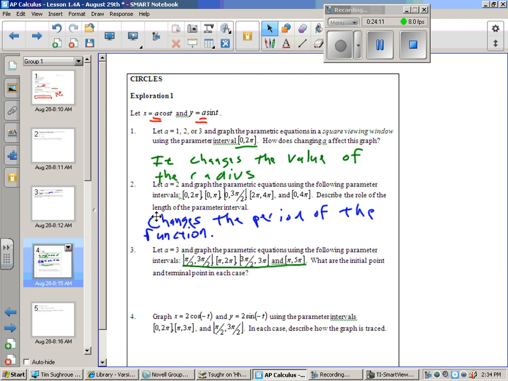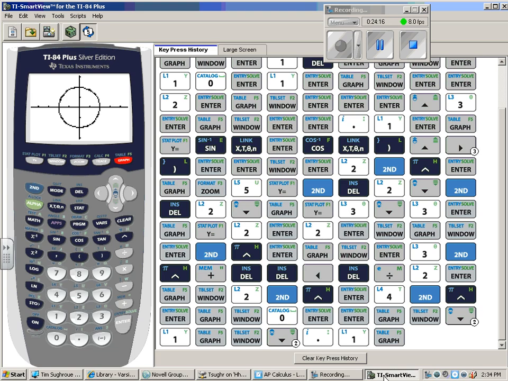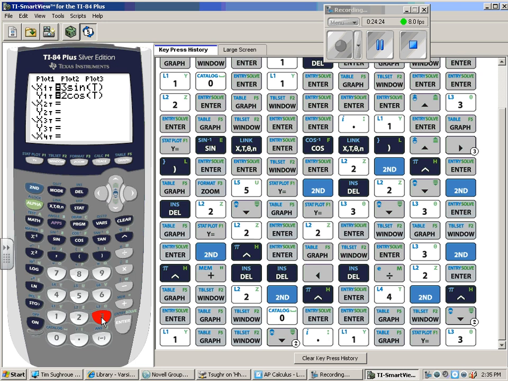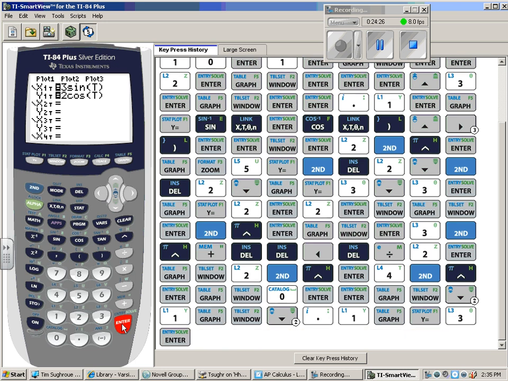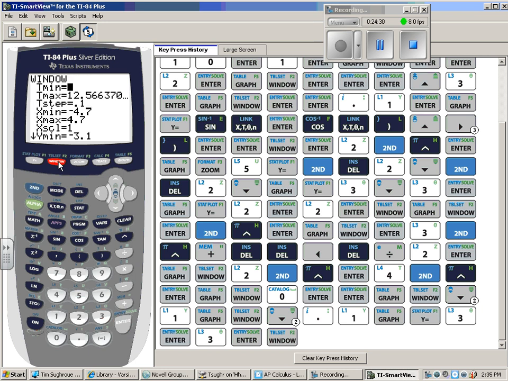It wants us to use A equals 3 on this one. It really doesn't matter. You can leave it as A equals 2 if you like. That just changes the size of the circle. But since it said to change it to 3, we'll come to Y equals. We'll change it to 3. We like to do what they tell us to do. Okay? And now when we set the window, the very first time we're going to start at pi over 2, and then we're going to go to 3 pi over 2.